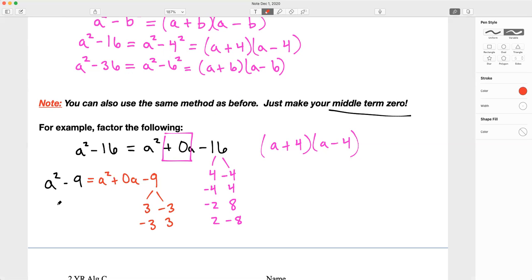So that means our answer will be, in our parentheses, a plus 3, a minus 3. Okay, and when you multiply this out, you will see that, in fact, you get an a plus 3 and an a minus 3. The a's cancel, the middle term goes away, and then you have a squared minus 9 when you check your answer by multiplying it out. And so I just wanted to show you guys another method for doing these special cases, but you can use the good old-fashioned method by just adding that middle term with a 0 coefficient in the middle.